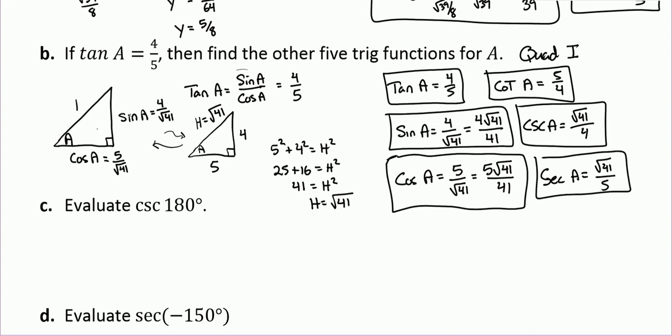C, we're evaluating the cosecant of 180 degrees. Well, the cosecant of 180 degrees is the reciprocal, so it's 1 over the sine of 180 degrees. So if I find the sine of 180 degrees, then I've got the cosecant. Now the sine is your y value on the unit circle, so I need to find 1 over y.